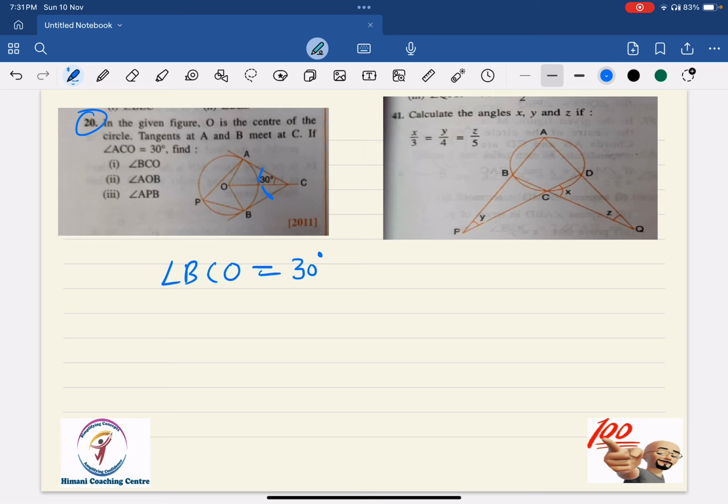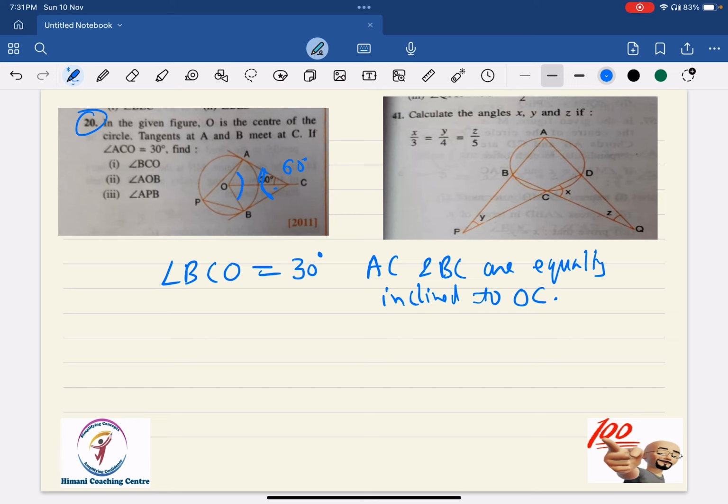Okay? Why? You simply have to say AC and BC are equally inclined to OC. Okay, that is the theorem which we just discussed. Now, if this is 30, then this whole angle should be 60 degree. And now we are asked what is angle AOB.